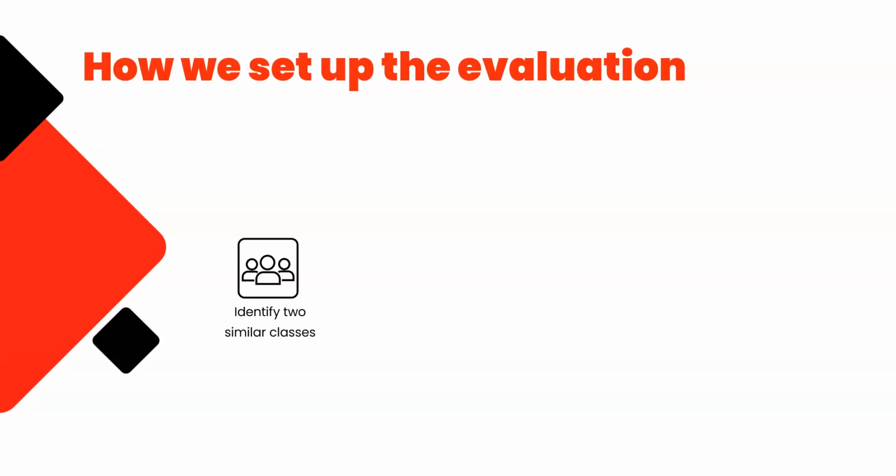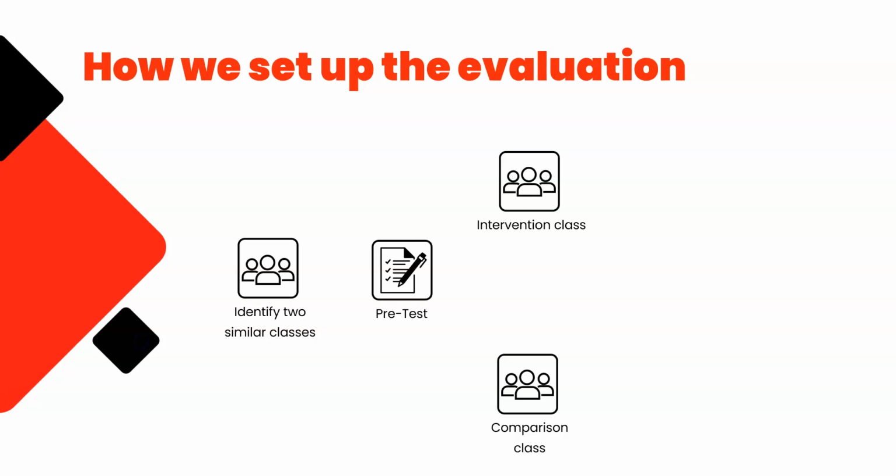First thing we ask you to do is identify two similar ability classes. You'll then complete the pre-assessment test with both classes. And then the What Worked Teachers platform will randomly allocate one class to the intervention and one to the comparison.